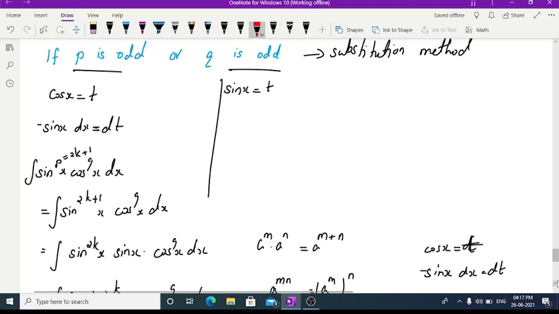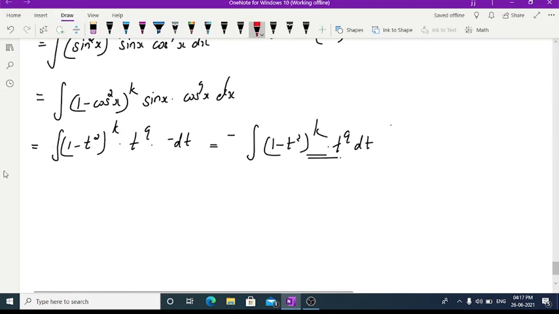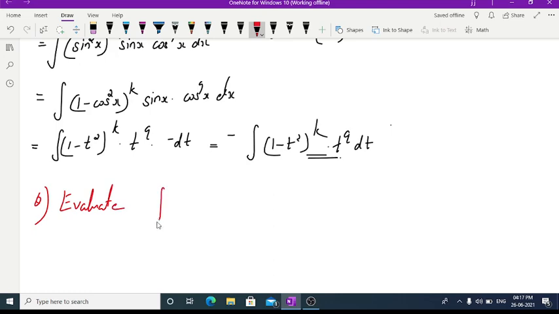Question. Evaluate integral sine cube x into cos square x dx. Here p is odd, so we have to take the substitution cos x is equal to t.